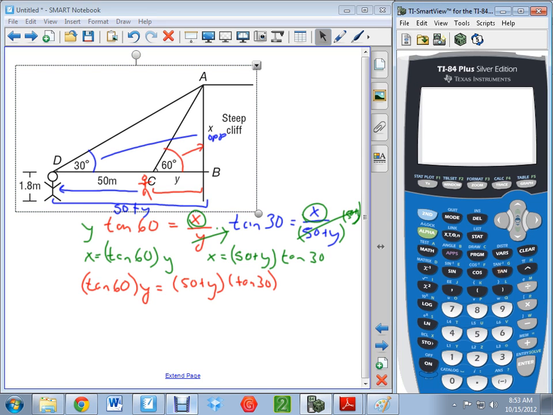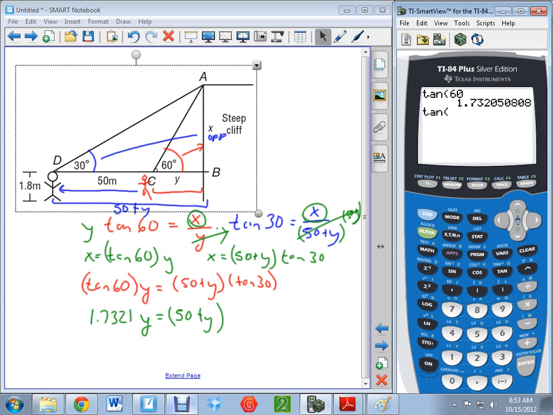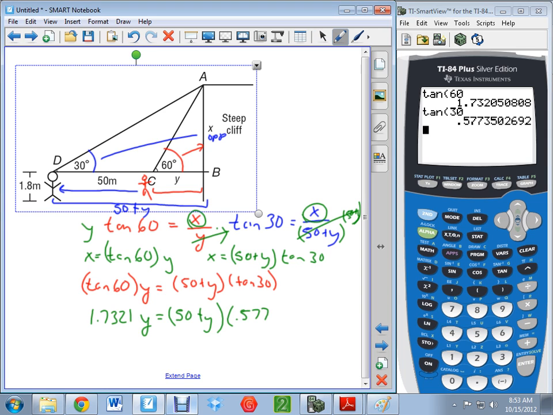So I'm going to say the tangent of 60 and figure out that that is 1.732. That would be the tangent of 60. That's still being multiplied by y, is equal to 50 plus y times, and then I have to figure out what the tangent of 30 is. So tangent of 30 is equal to 0.5774. Now what we have here is just a basic equation that we have gotten rid of all the tangents from, so it's now pretty simple.